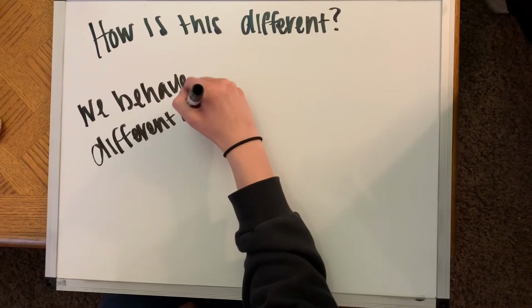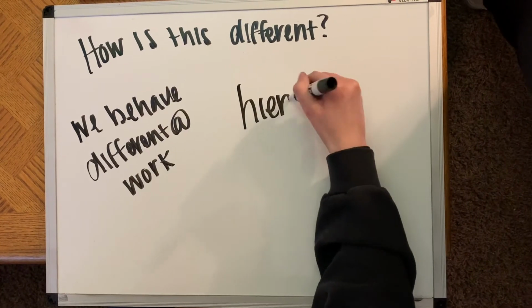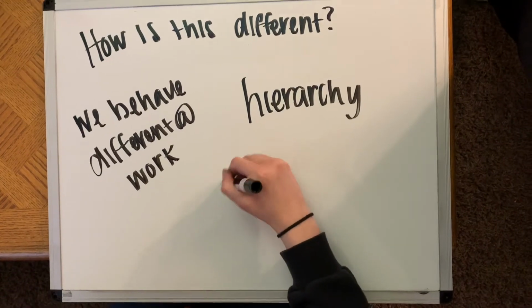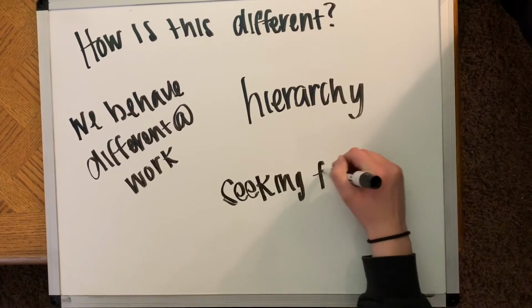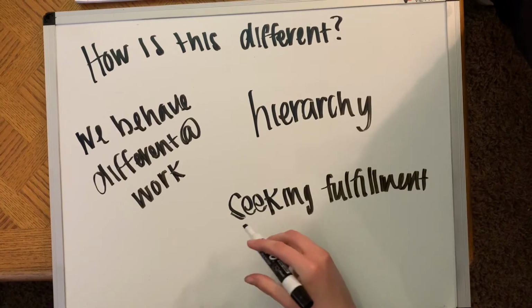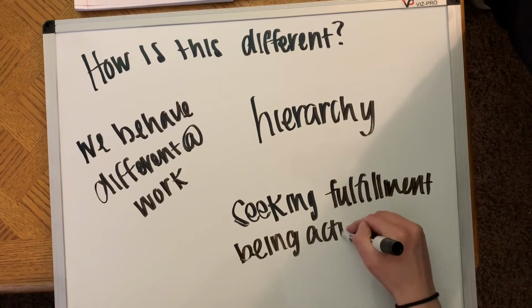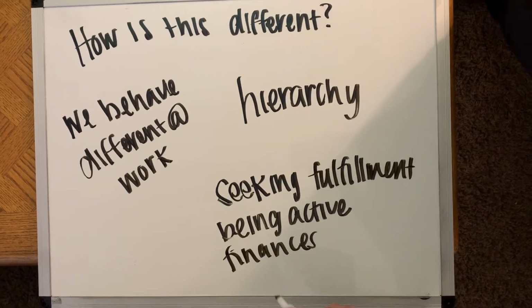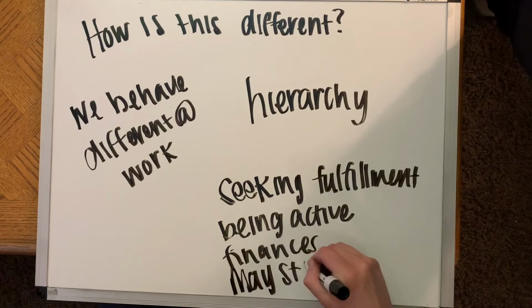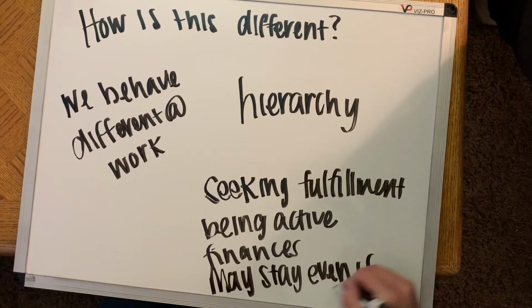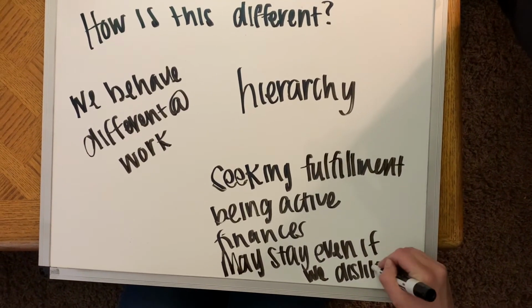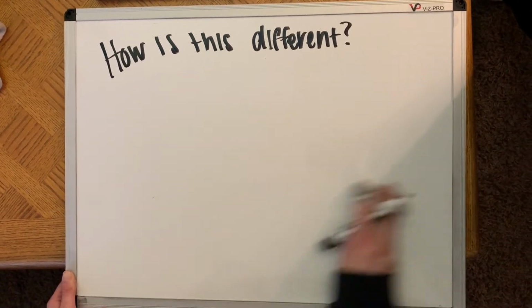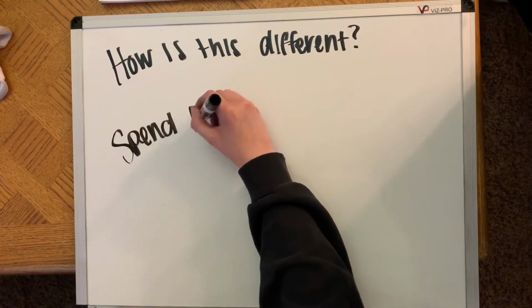So you would think that IO-Psych would be the same as how we are at home. Well, we behave differently at work. There's a hierarchy at work to which we behave. When we're at work, we're seeking fulfillment and remain active, but we're also there to receive a paycheck and satisfy our financial needs. So we may stay at a job even if we don't like it, which is very interesting to see how motivation applies in this business.